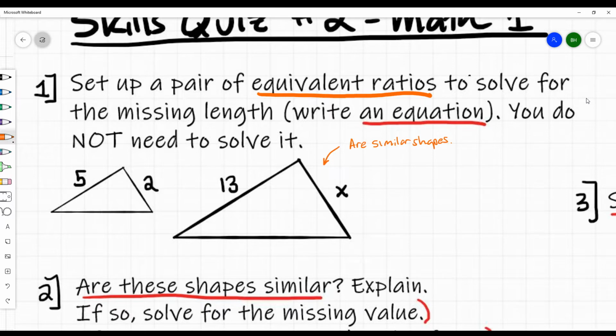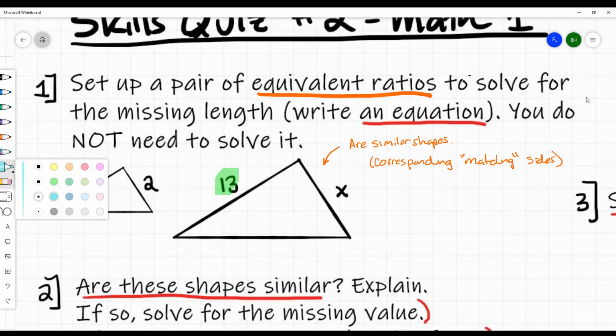And so for this, we need to find something called corresponding sides. So if we identify some corresponding, in other words, matching sides, then we're able to start this whole process of making equivalent ratios. So in green, the first pair of corresponding sides is going to be this 5 and this 13. They're corresponding, they're matching, they're on the same side of their respective triangles. Similarly, we have a 2 and an x also considered corresponding.